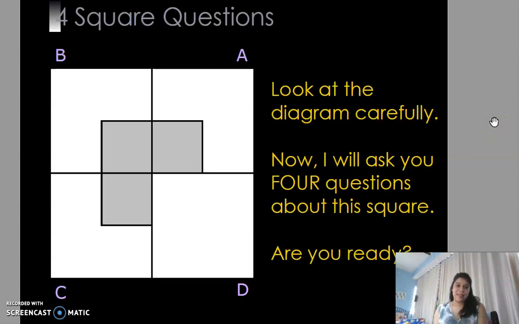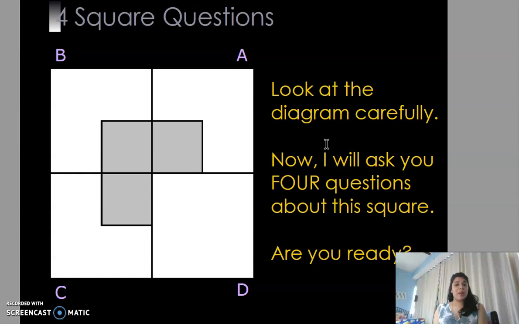Four square questions. This is a puzzle where there is one big square, and this square is divided into four equal squares A, B, C, and D. And inside this we also have little squares, right? Which is bisecting these squares. So now let's start with the puzzle.